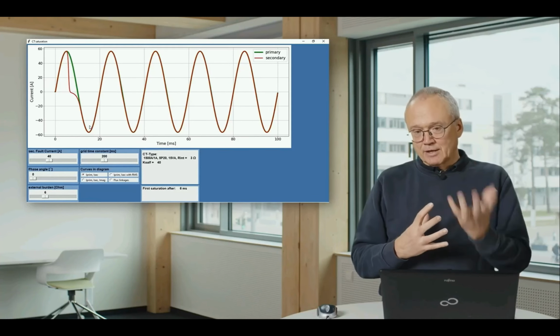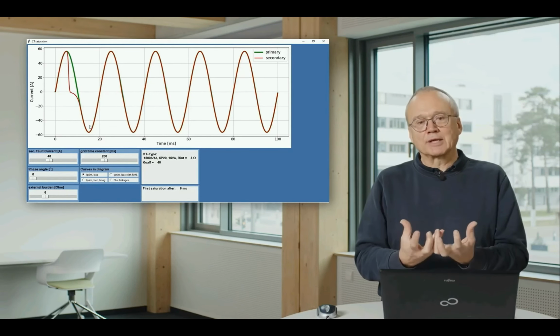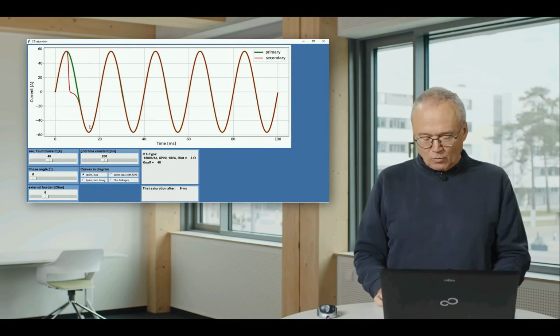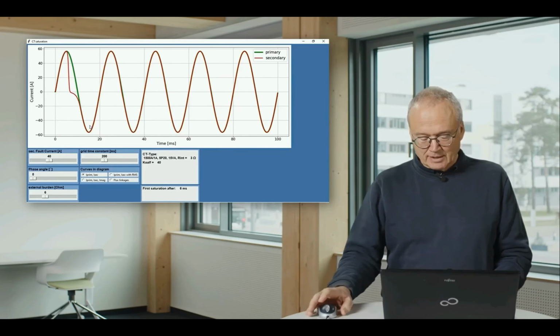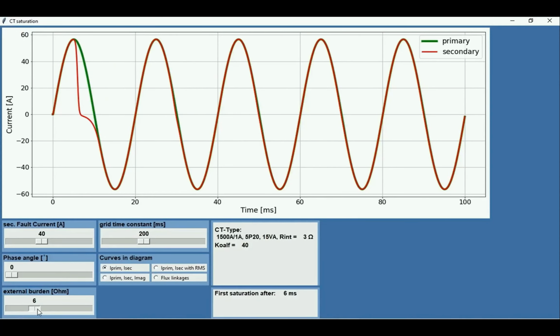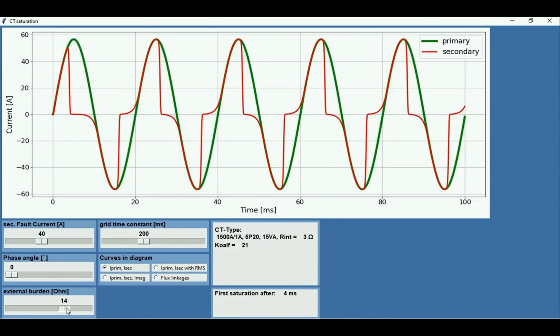That means the burden and the short circuit current are the two main things that affect where the saturation starts. Now let's go back into saturation. I take the burden back to 15 ohms, where we have significant saturation.